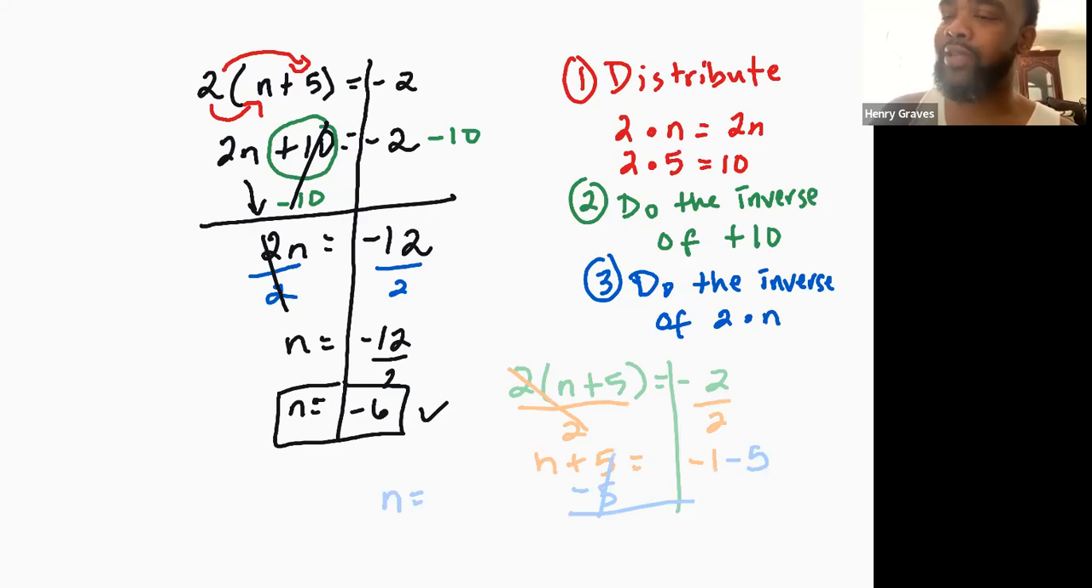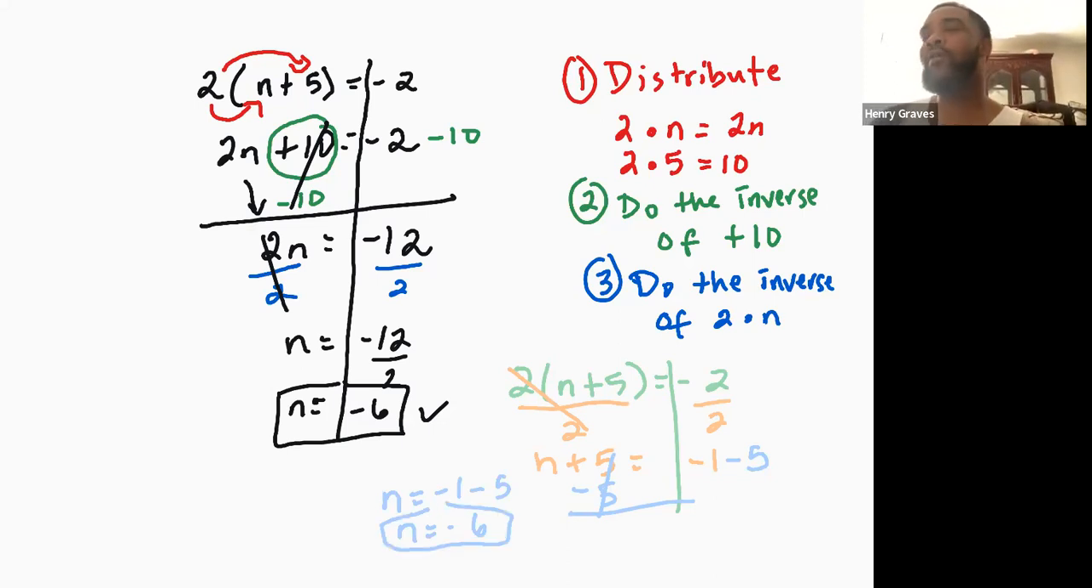So you have 2 ways to work it, right? You can do it this way, where you do the 3 steps: you distribute, you do the inverse of adding 10, and then you do the inverse of 2 times n. Or you can just simply divide everything by 2, and then just subtract 5. I prefer the second way better, but I have to show you both ways as your teacher.